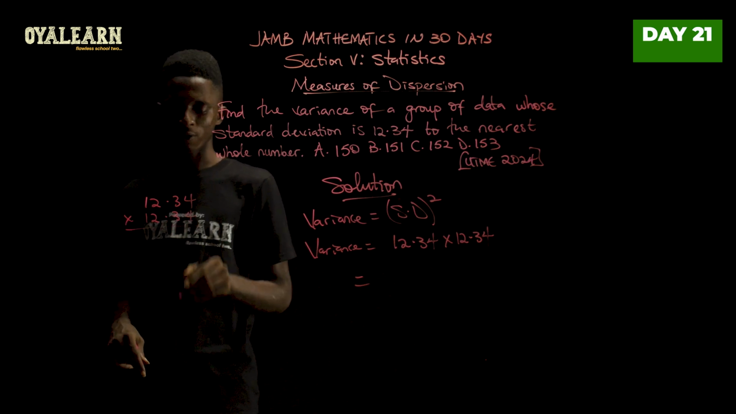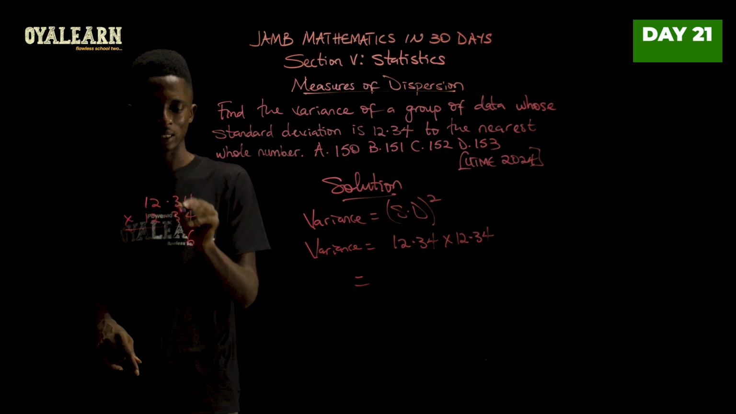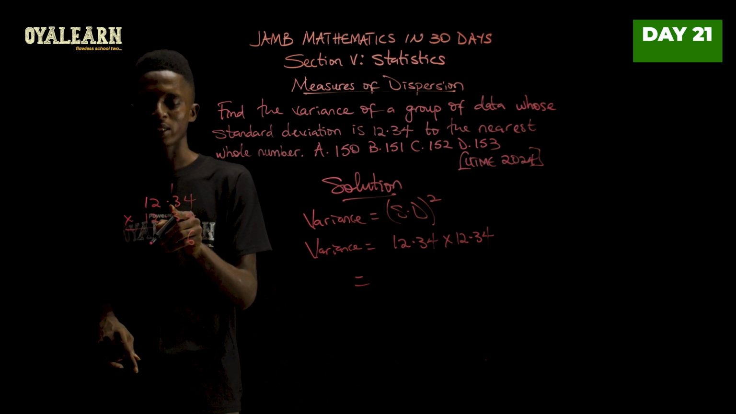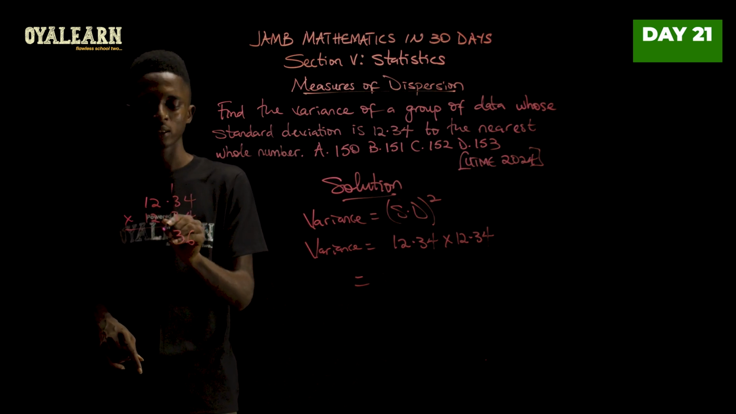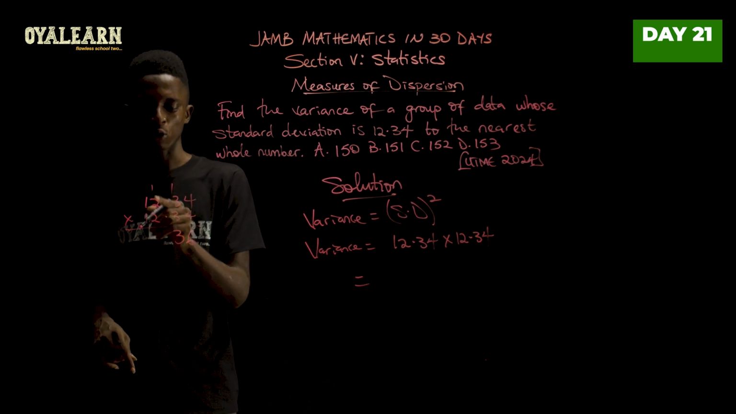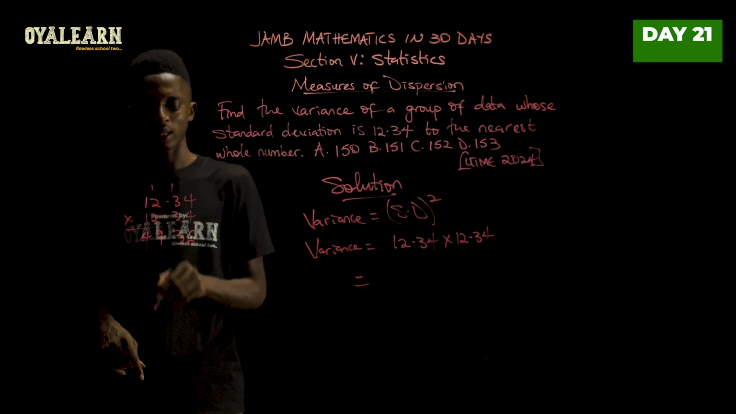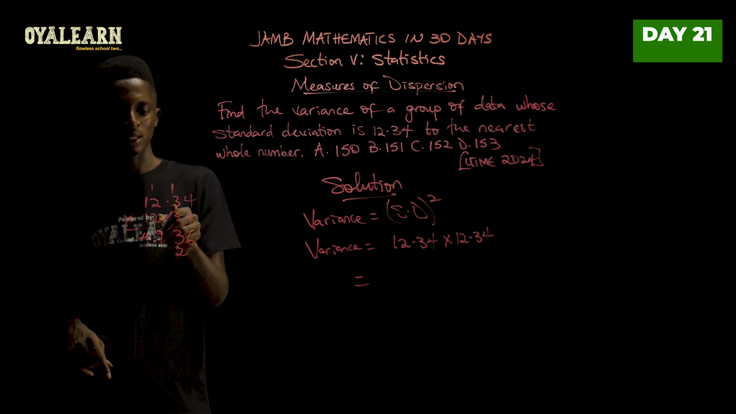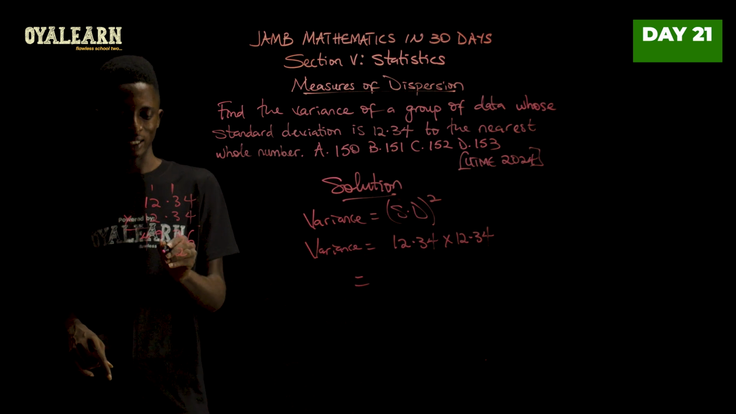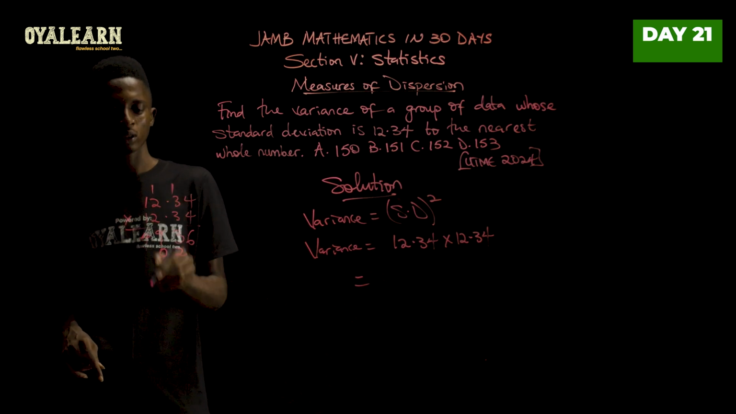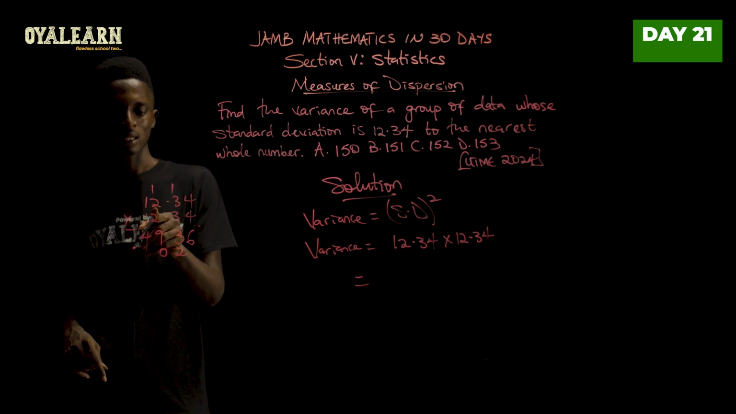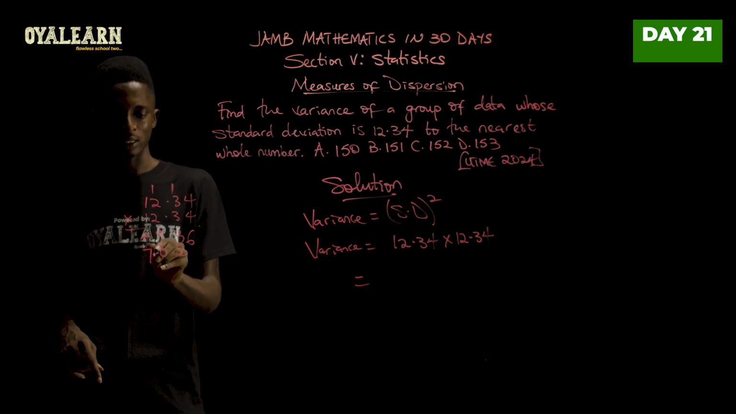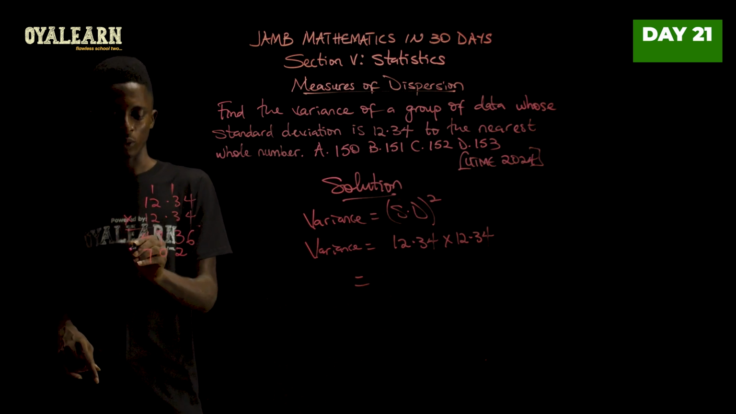Now 4 times 4 would give us 16. 6 carry 1. 4 times 3 is 12 plus 1 we have 13. 4 times 2 is 8 plus 1 we have 9. 4 times 1, 4. Now to this. 3 times 4, that's 12, carry 1. 3 times 3, 9, plus 1, that's 10. 0, carry 1. 3 times 2, 6, plus 1, we have 7. 3 times 1, we have 3.